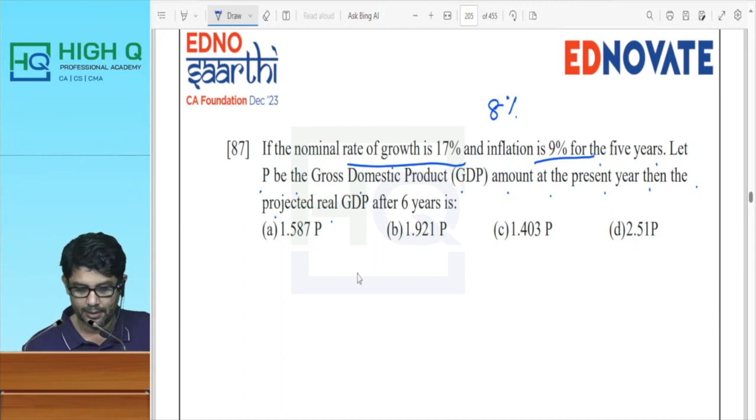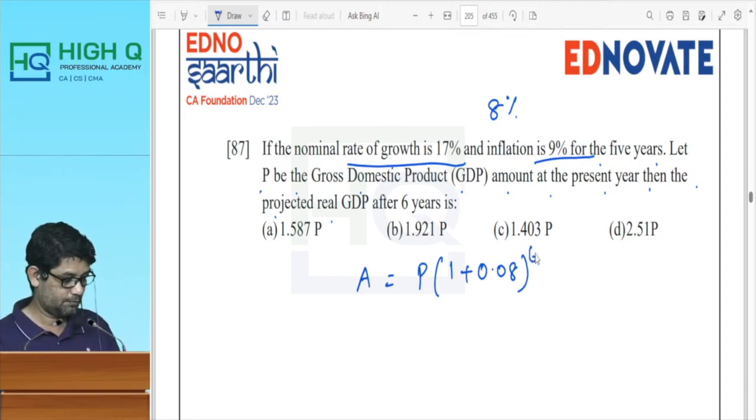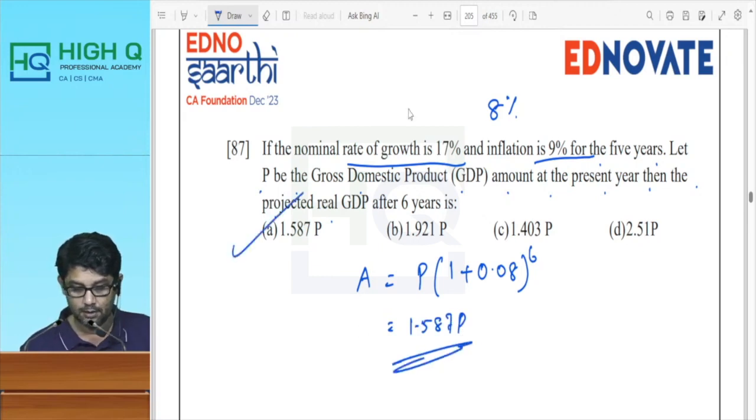It's very simple, my dear. That means they ask you to find out amount. Keep principal as it is, 1 plus I whole power 6. Can you please check it, my dear? What is 1.08 whole power 6? It is 1.5867 something. So 1.587P, my dear. Option A. Simple.